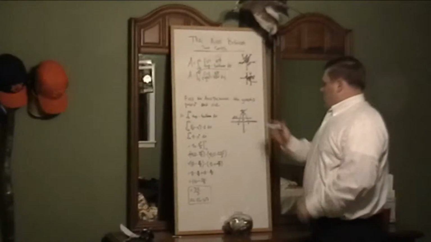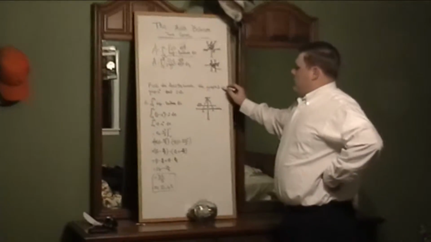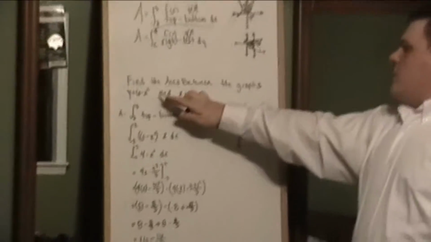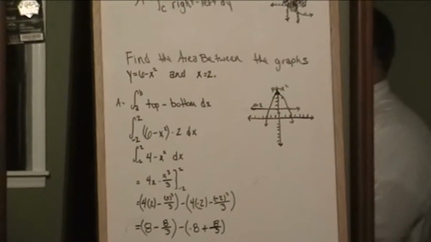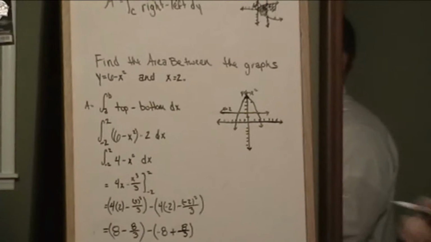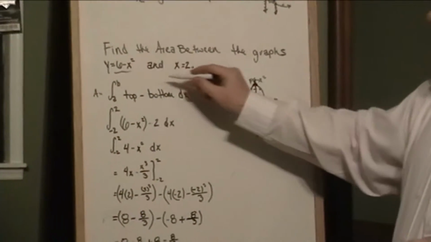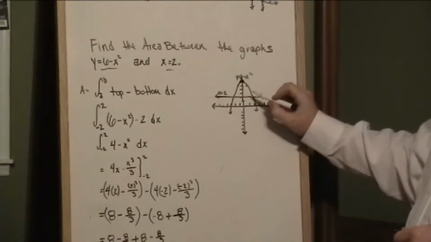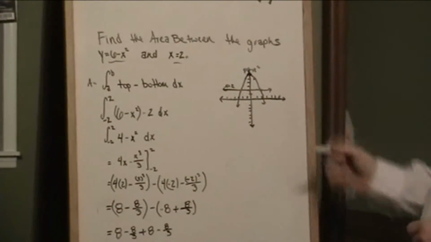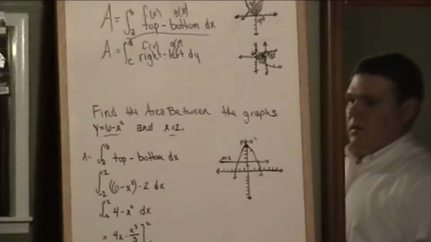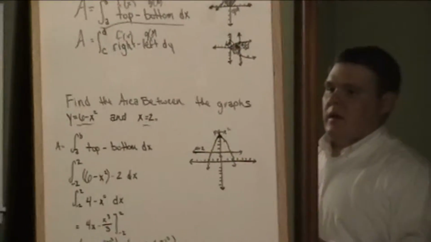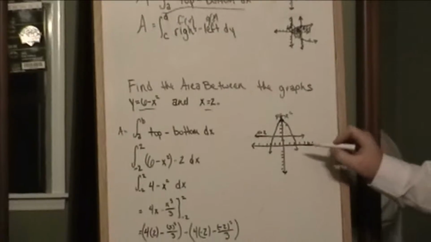Let's do an example here. Find the area between the graphs y equals 6 minus x squared and x equals 2. First of all, what you need to do is graph your two functions. I already have them graphed. We got an upside down parabola and a horizontal line. Now, we need to understand what we're trying to find the area of, which I told you up here, is the space in between these two graphs.